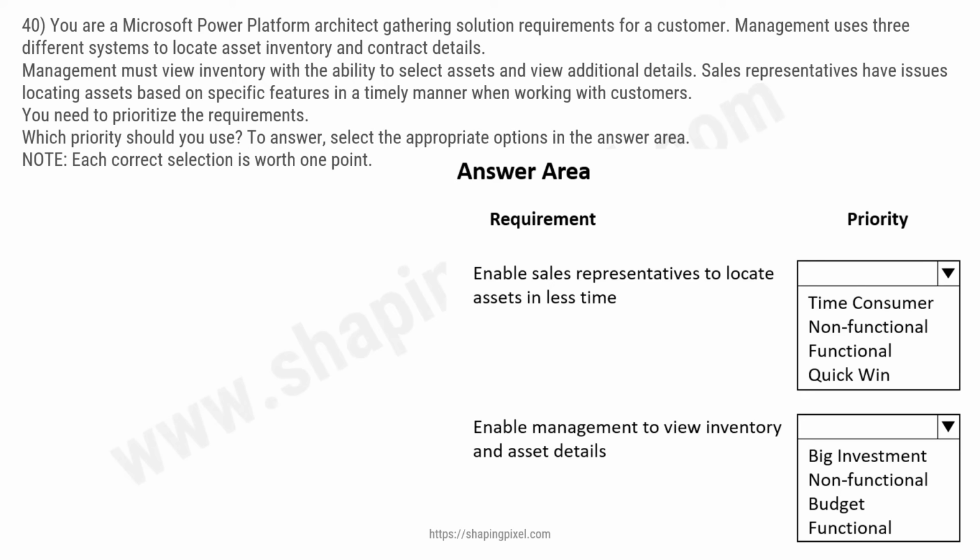Question number 40. You are a Microsoft Power Platform Architect gathering solution requirements for a customer. Management uses three different systems to locate asset, inventory, and contract details. Management must view inventory with the ability to select assets and view additional details. Sales representatives have issues locating assets based on specific features in a timely manner when working with customers. You need to prioritize the requirements. Which priority should you use? To answer, select the appropriate options in the answer area. Each correct selection is worth 1 point.